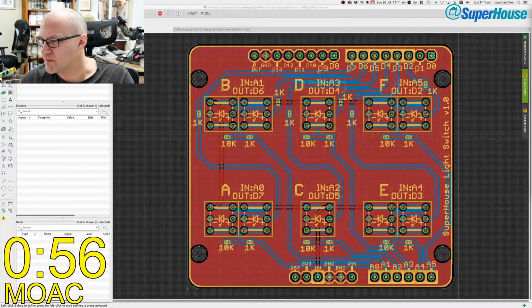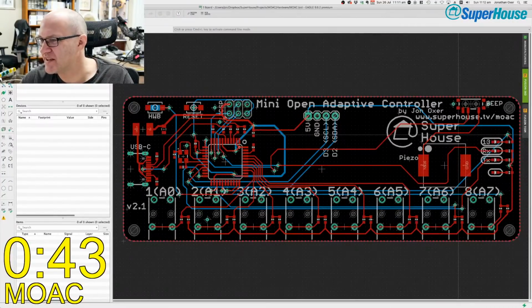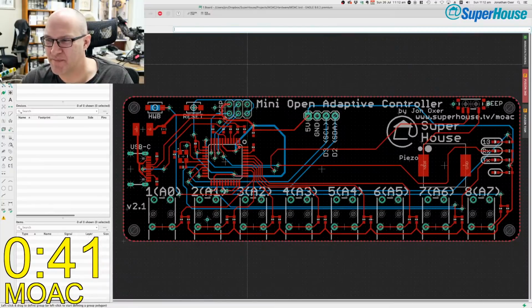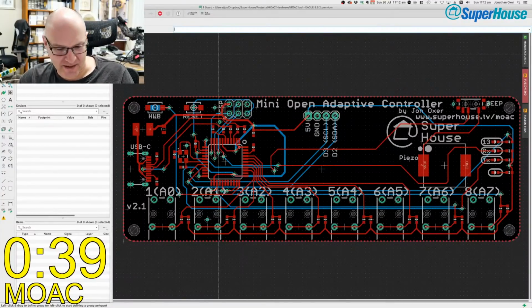Moke is the mini open adaptive controller, which I'm stalling here. I should have put a counter on this because I have no idea how far through this I am.